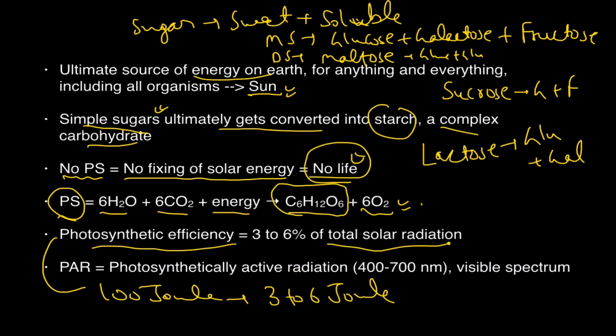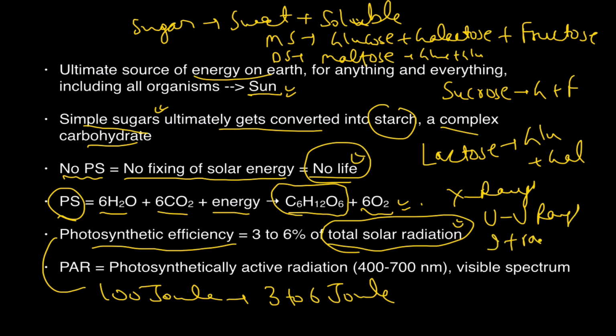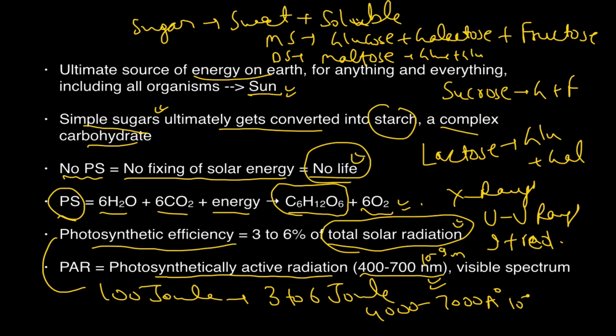However, this is total solar radiation. Entire radiation is not utilized. There will be X-rays, there will be UV rays, and there will be infrared rays which are not utilized at all. Is that understood? So only the photosynthetically active radiation is utilized. What is the wavelength range? 400 to 700 nanometer or you can write 4000 to 7000 angstrom. Nanometer is 10 to the power minus 9 meter and angstrom is 10 to the power minus 10 meter.